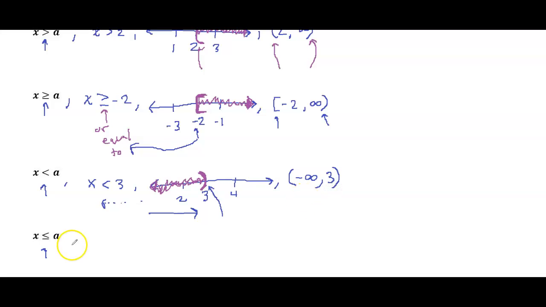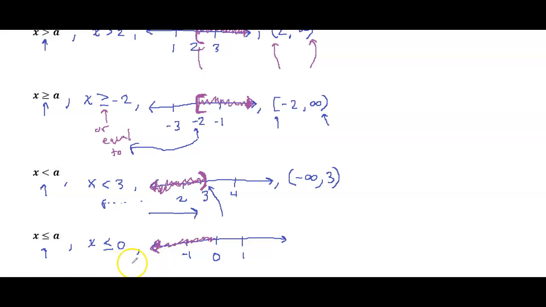For x is less than or equal to a, suppose we had x is less than or equal to 0. Once again, we will use a number line to graph the solution set. To the left of 0, we have negative 1. To the right of 0, we have 1. x is less than or equal to 0, so we will shade everything to the left of 0. All those values are less than 0.